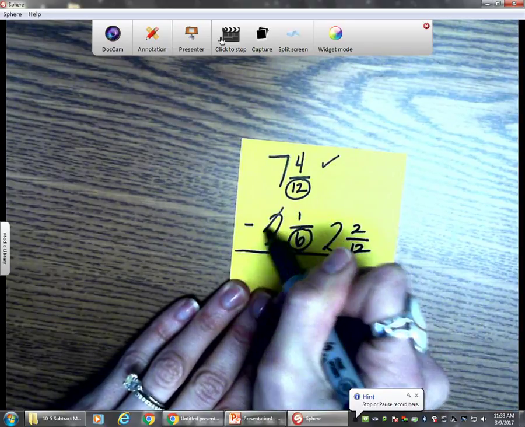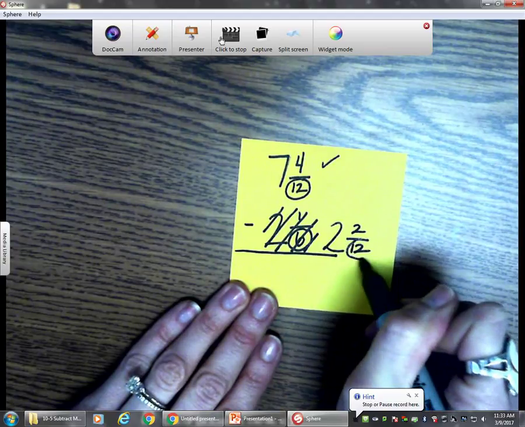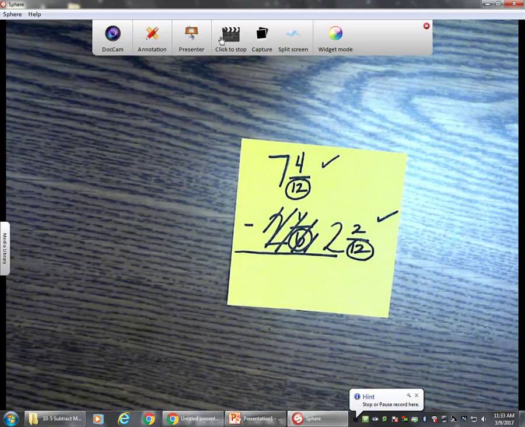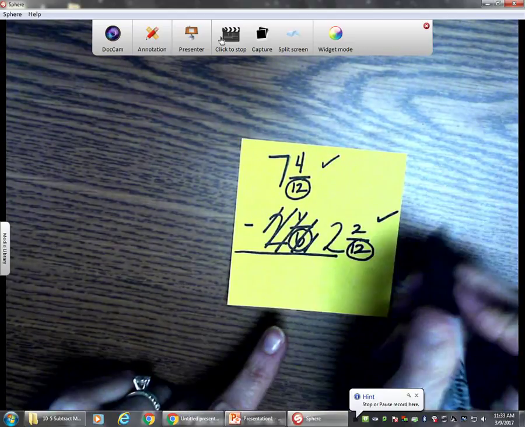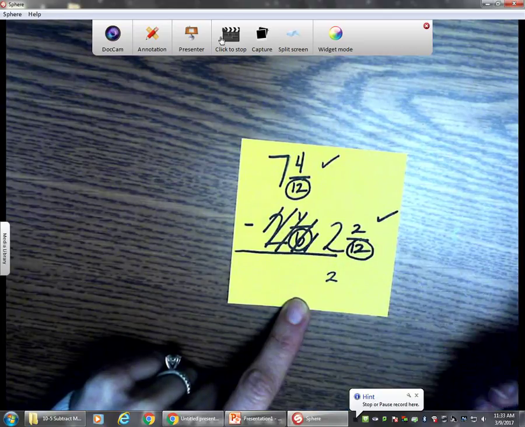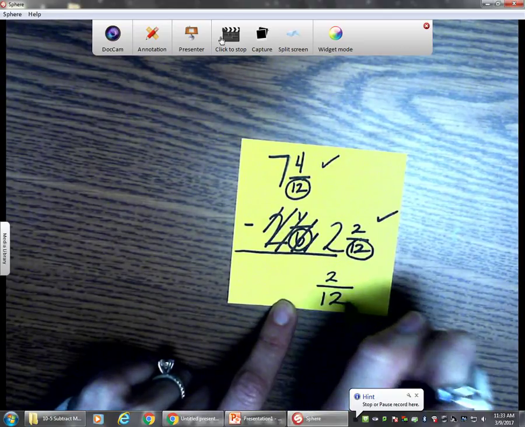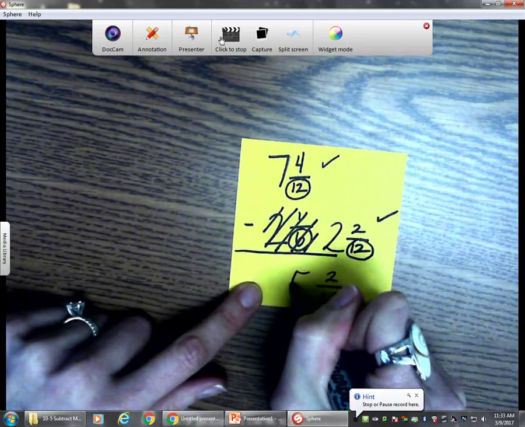So we're back on track, ready to subtract. Okay? Both denominators are 12, so they're both looking okay. When I go ahead and subtract, 4 minus 2 is 2. Denominator stays the same. And 7 take away 2 is 5.